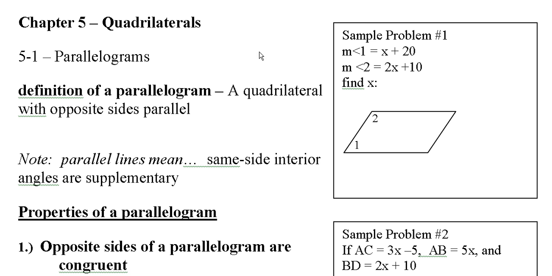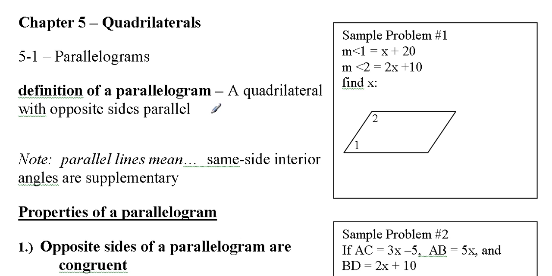Chapter 5 in our geometry textbook is all about quadrilaterals. And the first type of quadrilaterals, and our biggest focus in this chapter, is going to be parallelograms. Section 5.1 is entitled Parallelograms, and we define a parallelogram as a quadrilateral with opposite sides that are parallel.